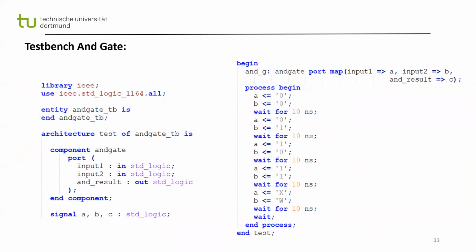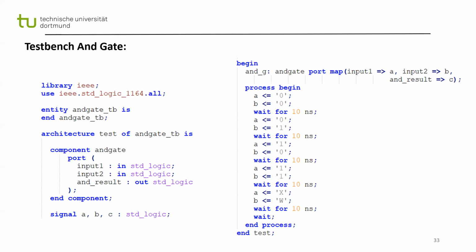On this slide, you can see the complete AND gate test bench. You can see how the stimulus inputs are defined and initialized within the process. In between each stimulus, there's a wait for 10 nanoseconds statement, and that means that the simulation software should show the output of the stimulus for 10 nanoseconds each.